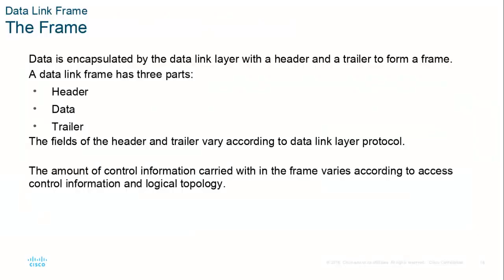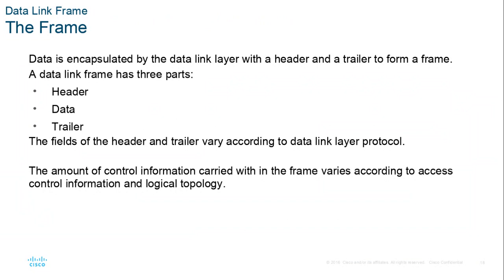Now we're going to look at the data link layer frame. The data link layer frame has a header, which contains some addressing information. We'll look at it in a little more detail. It has the actual upper layer encapsulated data, like maybe an IP packet. And then at the end, it has a trailer.